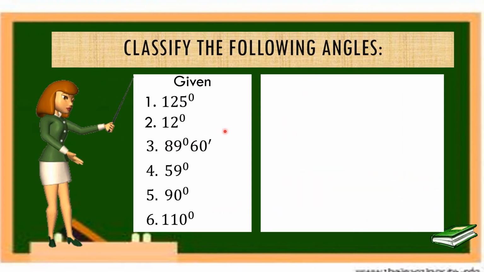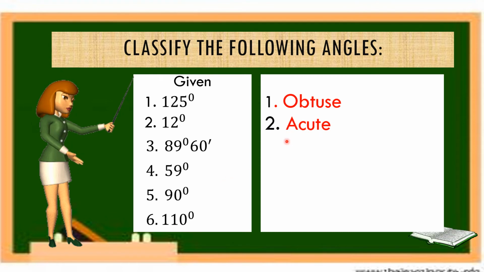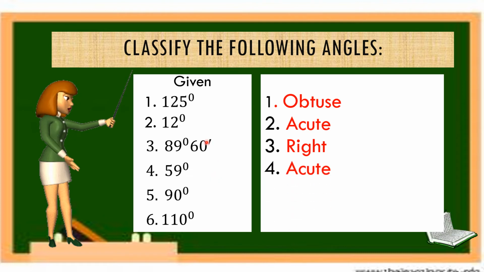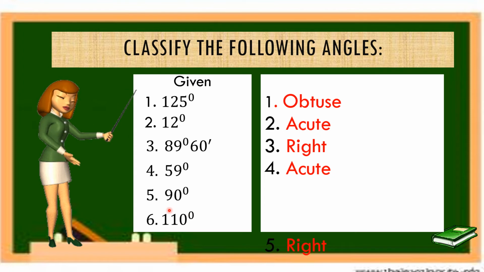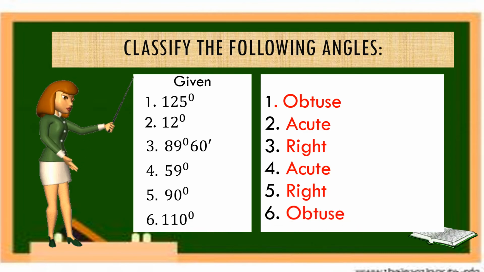We are now ready to answer the problem. Number 1, that is an obtuse angle. 125 degrees is an obtuse angle. Number 2, 12 degrees is an acute angle. Number 3, 89 degrees 60 minutes is equivalent to 90 degrees, and that is a right angle. Number 4, 59 degrees is an acute angle. Number 5, 90 degrees is a right angle. And number 6, 110 degrees is an obtuse angle.